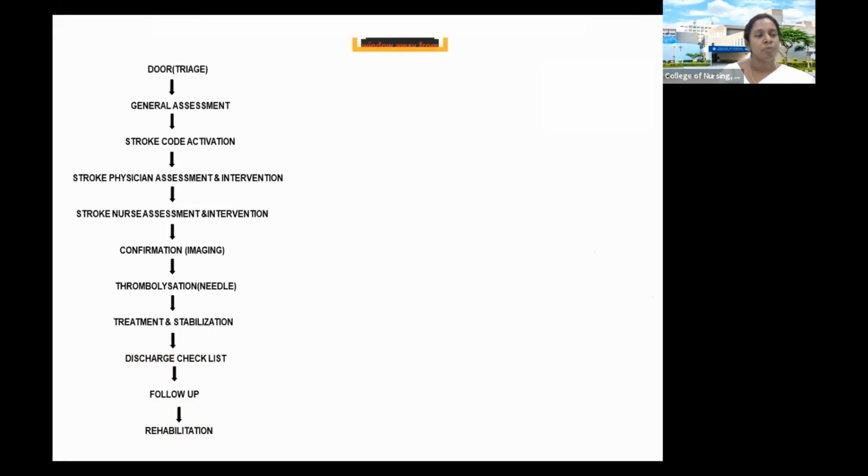So this is the protocol which is followed in our hospital or anywhere there is a stroke unit. These are the steps that are followed: the initial triaging, general assessment, the stroke code activation, assessment by the physician and the stroke nurse. Then imaging is definitely done. And once imaging is done, if it's an ischemic stroke, then thrombolysis is recommended. And then the further treatment and stabilization happens in the neuro ICU.